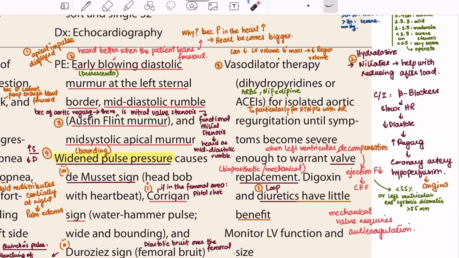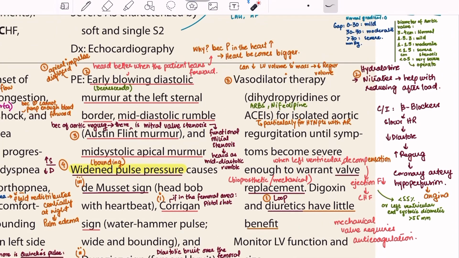If the symptoms become so severe and left ventricular decompensation occurs, which reduces the ejection fraction and in turn leads to congestive heart failure, valve replacement is required. The valves can be bioprosthetic valves or mechanical valves. If you're putting mechanical valves, you'll have to use anticoagulation therapy as well. At the end of the day, you need to monitor the patient, make sure that their left ventricular function and size is adequate. In aortic regurgitation, beta blockers are contraindicated.